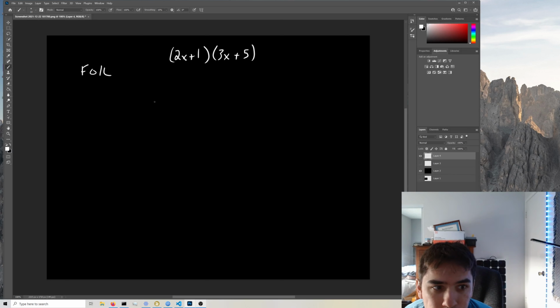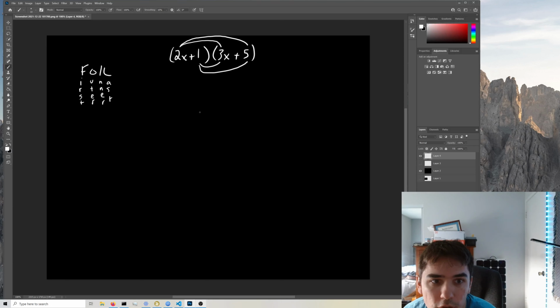So if we're doing FOIL, then what we're going to do is first. Well, it stands for first, outer, it's probably hard to read, inner, last. So that's the FOIL method. First means these two terms, and then outer means these two terms, and then inner means these two terms, and then last means these two terms.